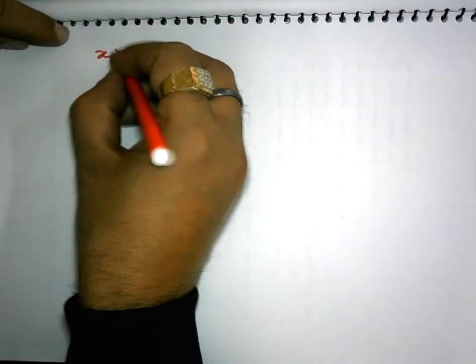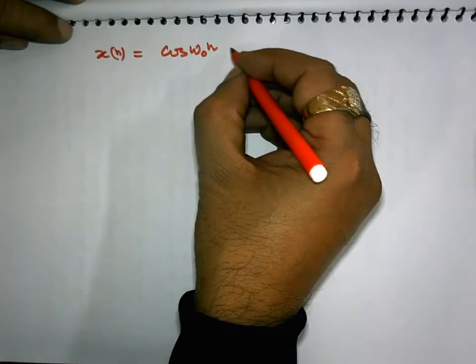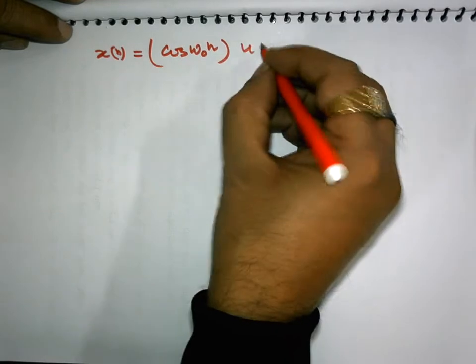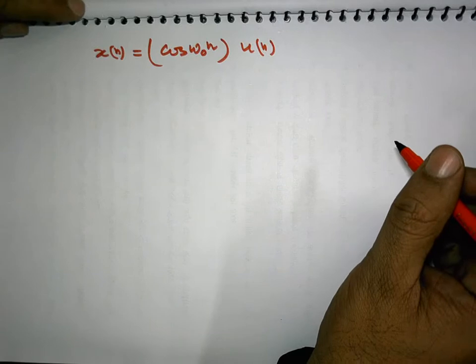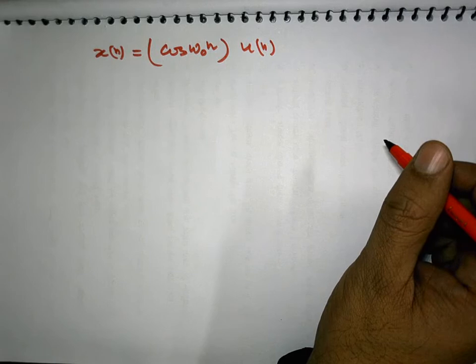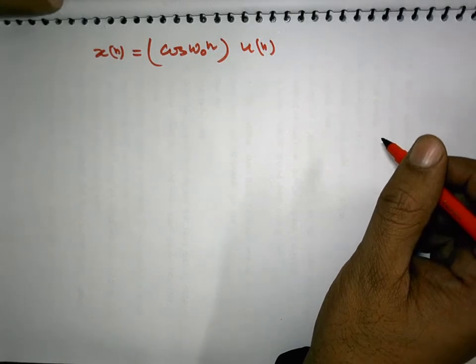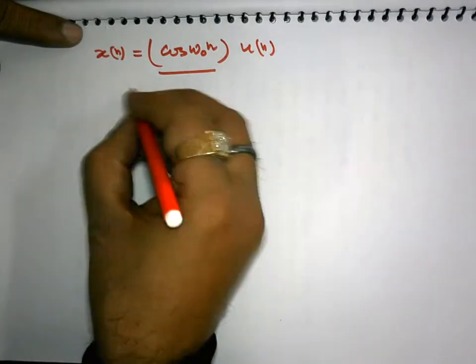Now, let us see another problem, and this is very often used in problem solving. Suppose we have a signal x[n] equals cos(omega 0 n) u[n]. We have to evaluate the Z transform of this signal. Prima facie, it looks very complex, but it can be found very easily by using Euler's identity.